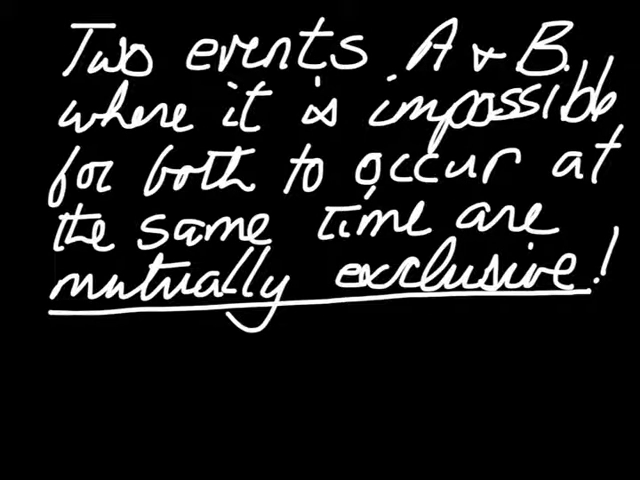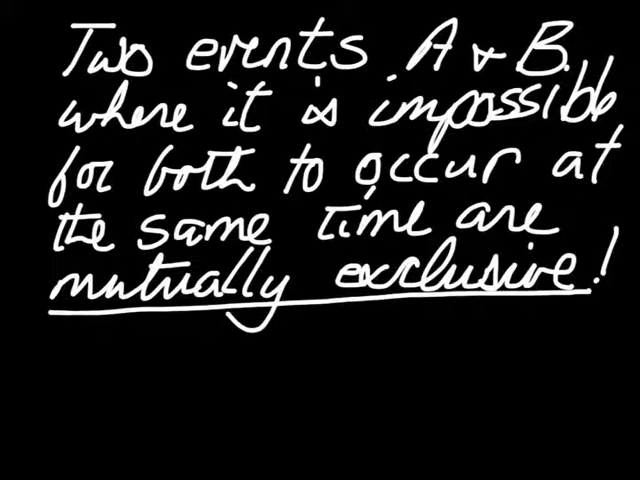So we want to start this out by defining what the word mutually exclusive means. If I have any two events, A and B, and it is absolutely impossible for both of those events to occur at the same time, then they are called mutually exclusive. In other words, they exclude each other at the same time. Mutually means kind of together. So together they exclude each other. So they have nothing in common. That's what we call mutually exclusive.